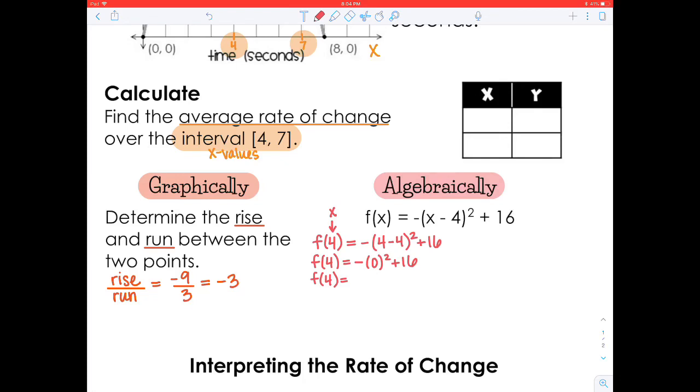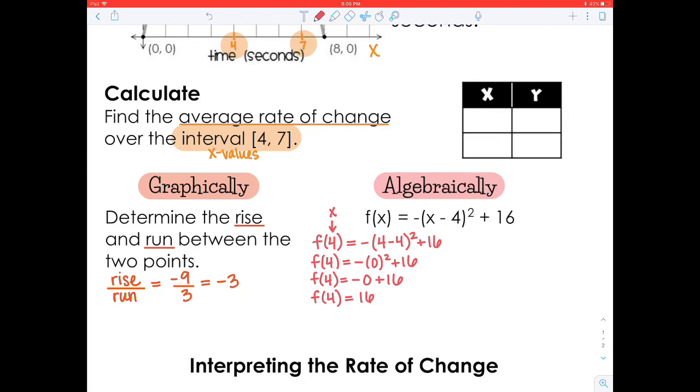Then we do exponents. That's the next order of operations. So 0 squared is just 0. So this would be a -0 plus 16. Now we don't really have a -0. So that's just -1 times 0, which is 0. So then 0 plus 16 would just be 16.